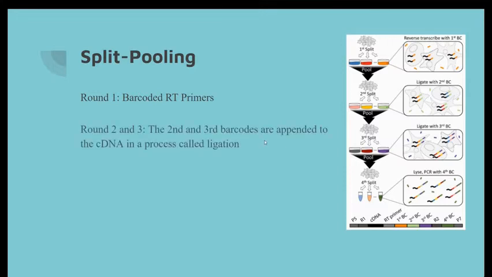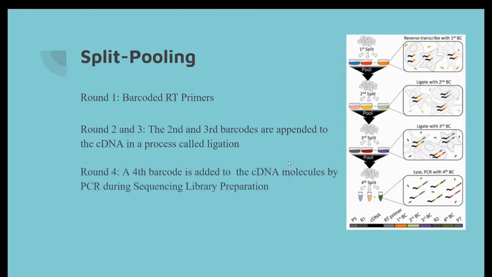In the second and third round, the cDNA is marked with another two sets of barcodes through ligation. This is just the process of joining two DNA strands by a phosphate ester link. Lastly, in the fourth round, another barcode is added to the cDNA molecules by PCR, or polymerase chain reaction, while the cDNA is being sequenced into libraries. However, in scRNA sequencing, rounds 2, 3, and 4 are not done, since those are a part of a different scRNA sequencing method called split sequencing.